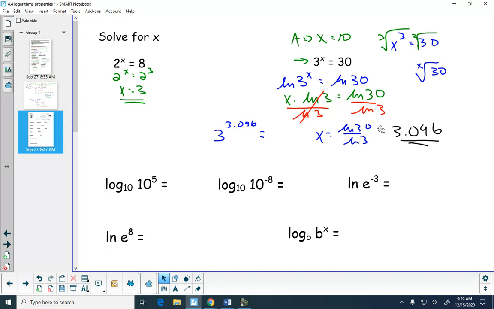Now, using your calculator, once again, your common log, which is your calculator log, I want you to hit your log button: log of 10 to the 5th power, log of 10 to the negative 8th power, the ln of e to the negative 3rd power, the ln of e to the 8th power. Go ahead and calculate these values just using your calculator.